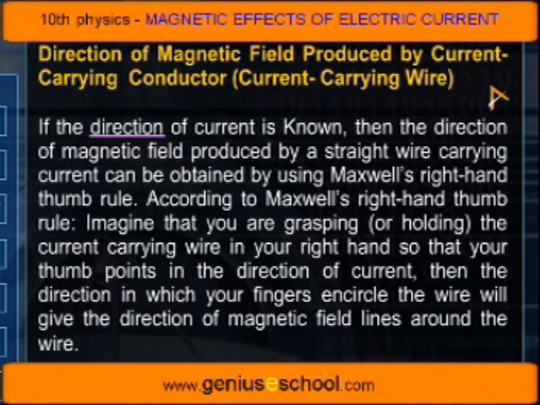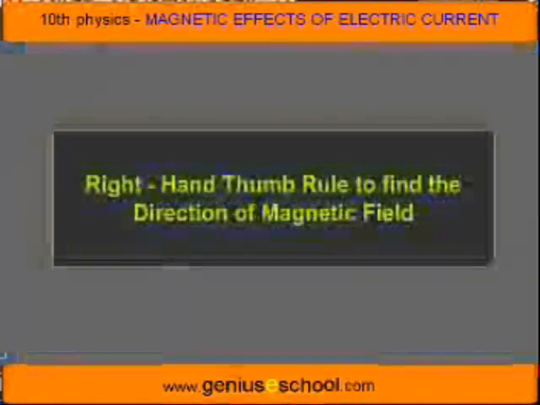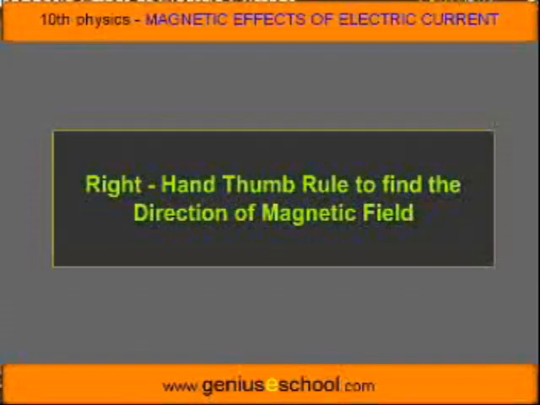According to Maxwell's right-hand thumb rule, imagine that you are grasping or holding the current carrying wire in your right hand so that your thumb points in the direction of current. Then the direction in which your fingers encircle the wire will give the direction of magnetic field lines around the wire. Right hand thumb rule to find the direction of magnetic field.